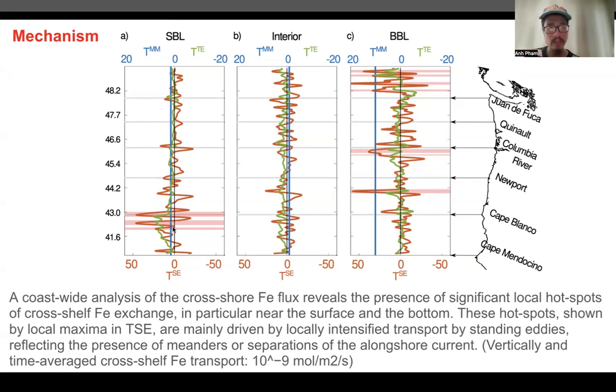We see that in the surface boundary layer and bottom boundary layer, we have several hotspots of offshore iron transport here around here, and in the bottom boundary layer in the northern Juan de Fuca region, along the Columbia River, and along the Heceta Bank here. All of this offshore iron transport is because of the contribution from the standing eddies, as shown by the red line here, and it reflects the role played by meanders or separations of the alongshore current and the interaction between the alongshore current with topography.